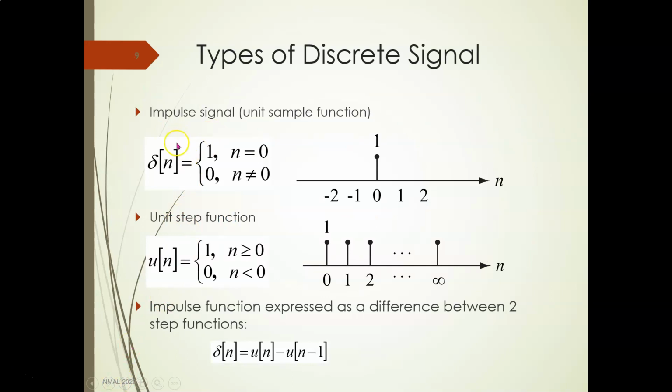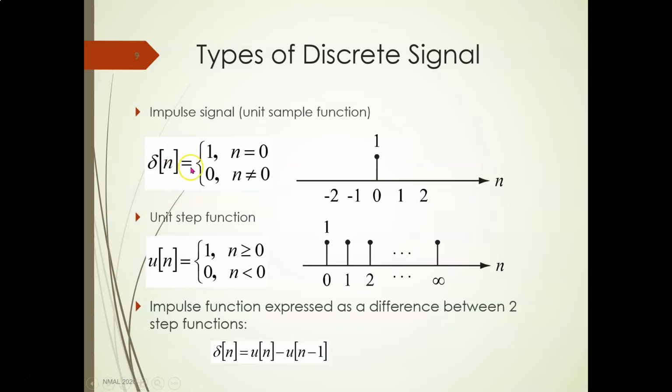Now we look at types of discrete signal. It is actually similar to continuous signal, except the signal here is discrete, not continuous, just like we've learned before. First, we look at impulse signal. Impulse signal is actually a unit sample function, and it is represented by delta n. For continuous signal, it is represented by delta t, remember?